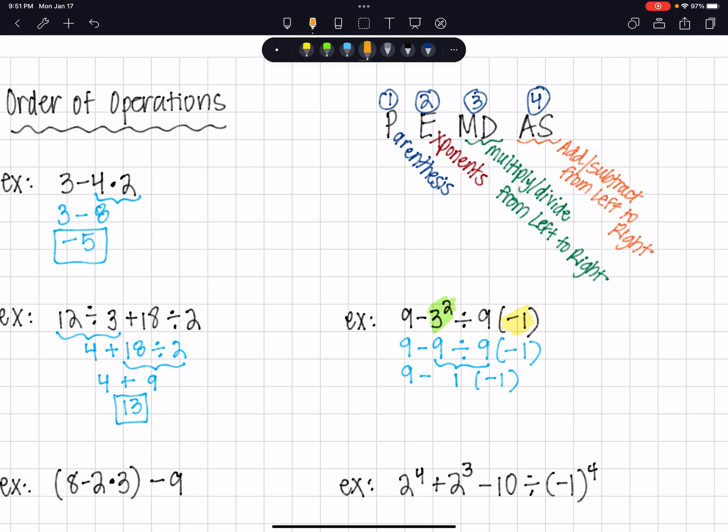So let me just show you what I did here. 9 divided by 9 is 1. And then that value is going to get multiplied by -1. 9, and now we're going to take 1 times -1. 9 minus 1 times -1 is -1. And 9 minus a -1 is 10.